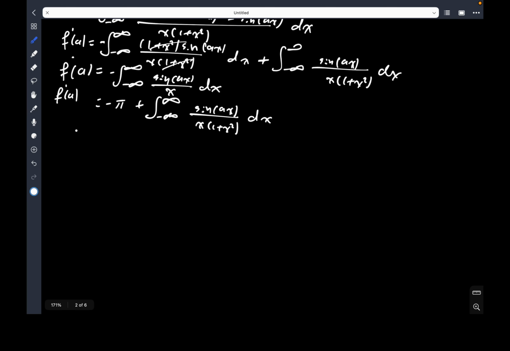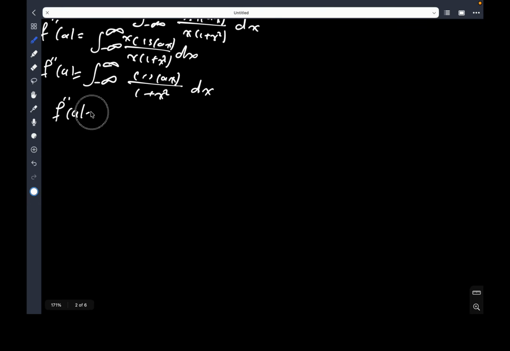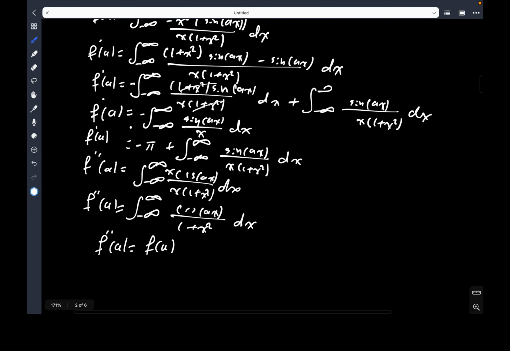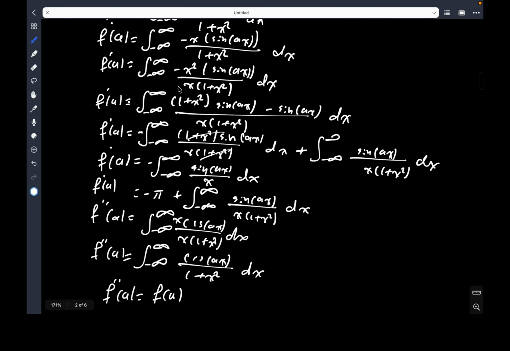Now I'm going to take the derivative of this again. So it's going to be f double prime of a, which is the integral from negative infinity to infinity of cosine of ax times x over x times (1 plus x squared) dx. Now my f double prime of a is going to be, if I cancel out these x's, cosine of ax over 1 plus x squared dx. Notice that f double prime of a is exactly equal to f of a, which I defined here to be cosine ax over 1 plus x squared.